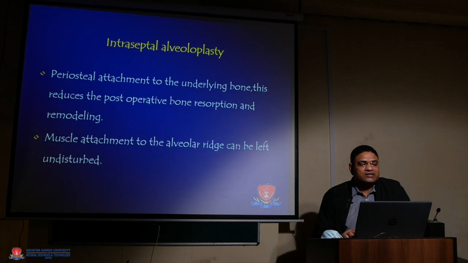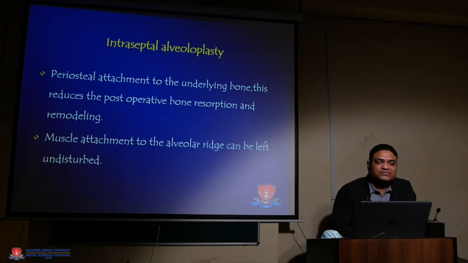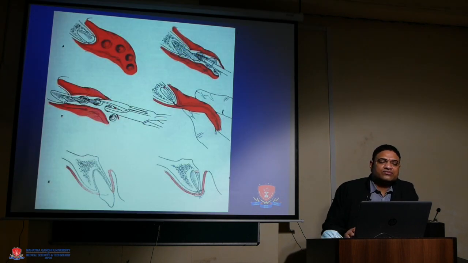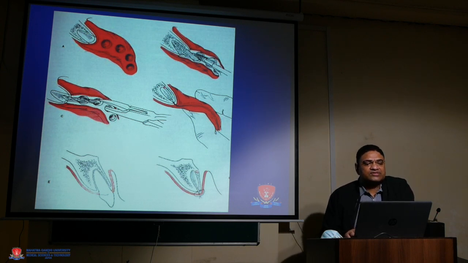In interseptal alveoloplasty, the periosteal attachment to the underlying bone is maintained. This reduces the post-operative bone resorption and remodeling. Muscle attachment to the alveolar ridge can be left undisturbed. What we do in interseptal is remove the interdental bone and then fracture the labial plate, make two vertical cuts in the canine region, and then press the labial bone digitally towards the palatal side, as shown in the diagram.